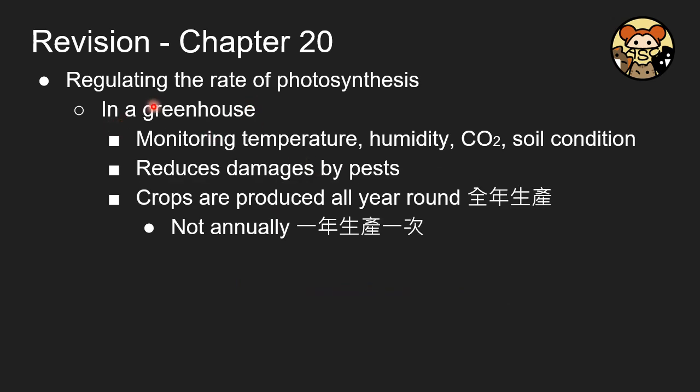So in order to regulate the rate of photosynthesis, we humans invented the greenhouse, because in a greenhouse we can monitor temperature, humidity, carbon dioxide, and also soil condition. That's why we can also reduce the damage by pests, and we can have crops throughout the whole year.